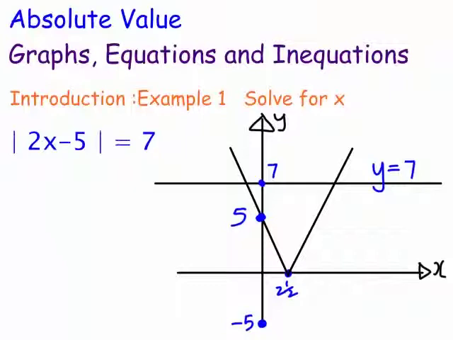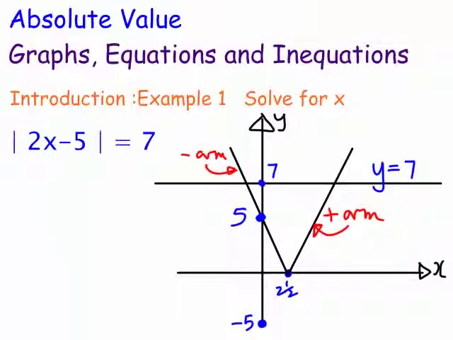Now there are a couple of things. The first thing, when I look at one of these graphs, I always think, well, which arm is the positive arm? Well, this is the positive arm. I always call this the positive arm. And this one over here would be the negative arm of that absolute value.